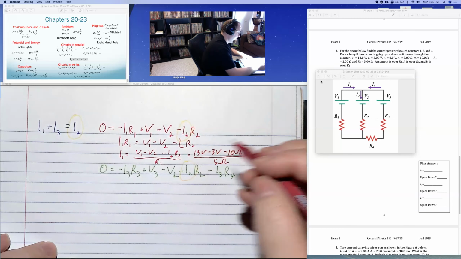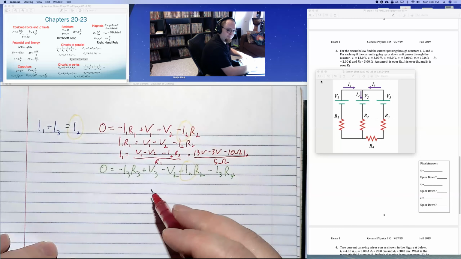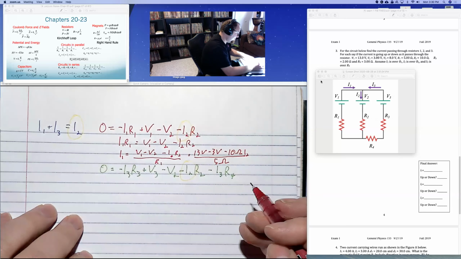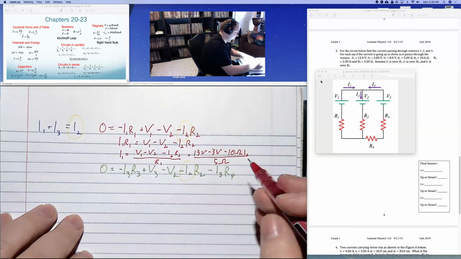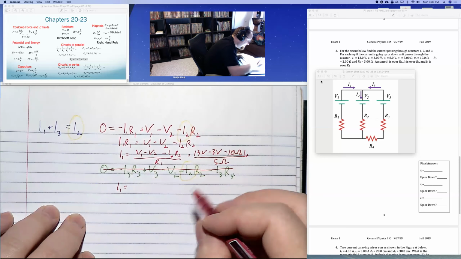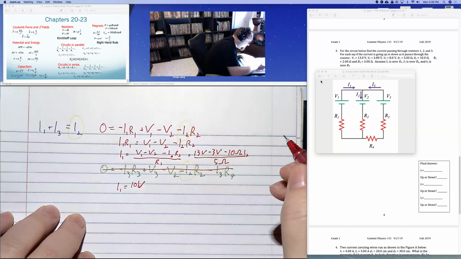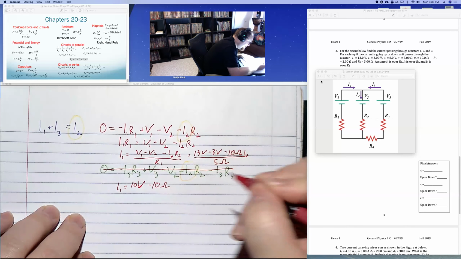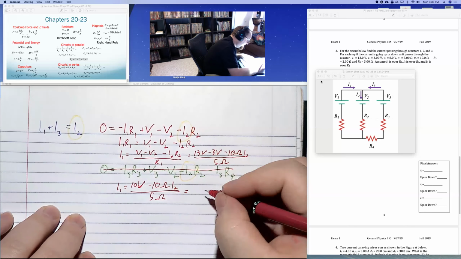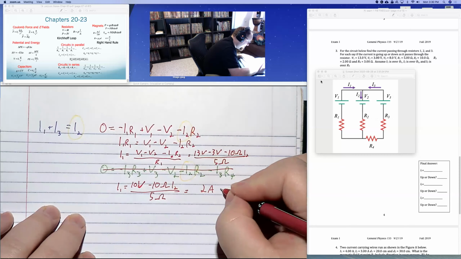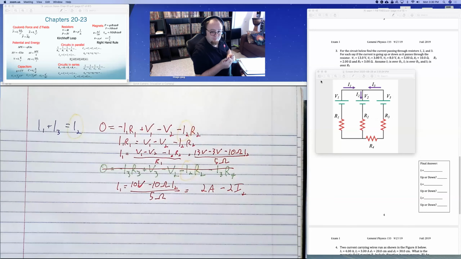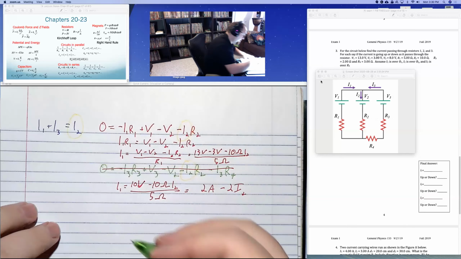I was hoping to leave myself enough space, but I didn't. So good thing I color coded. We'll come back to that line in a second. So 13 minus 3 is 10 volts, minus 10 ohms I2 over 5 ohms, which is going to be 2 amps minus 2 I2. Meanwhile, my green equation.